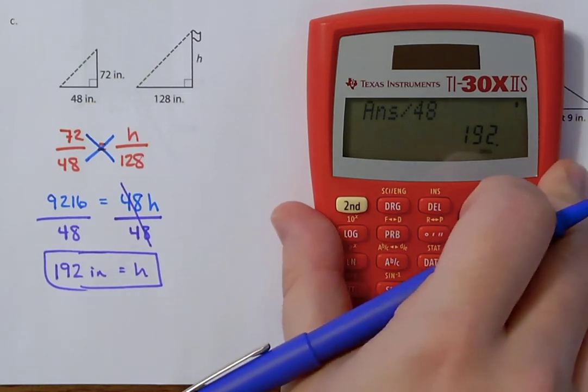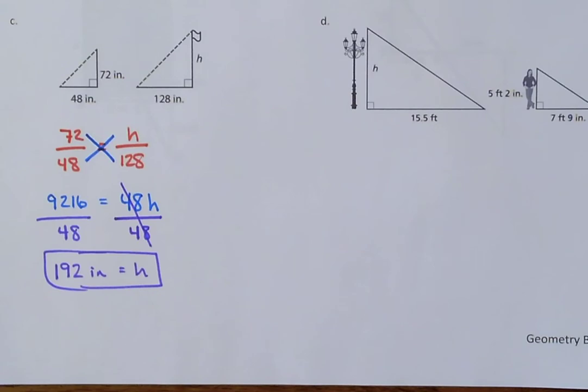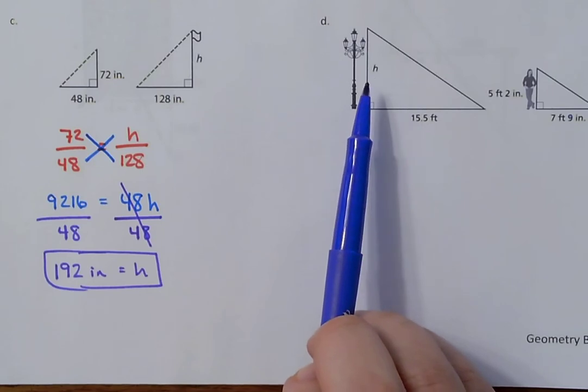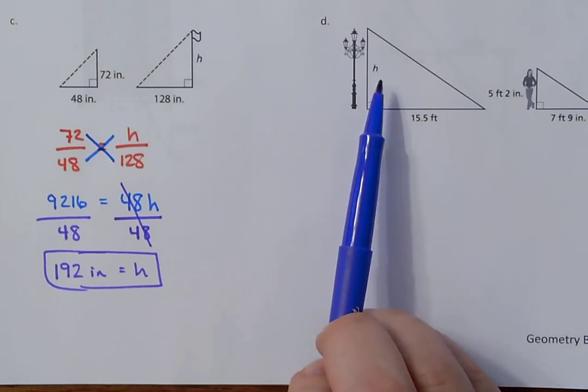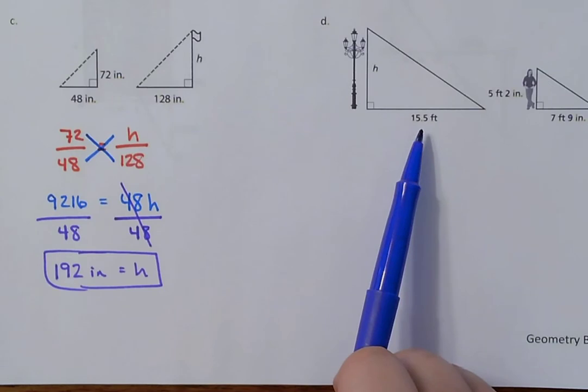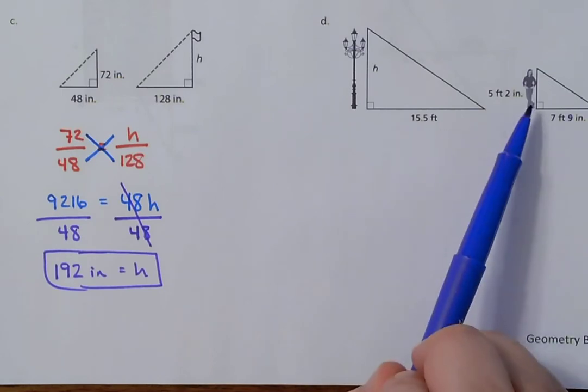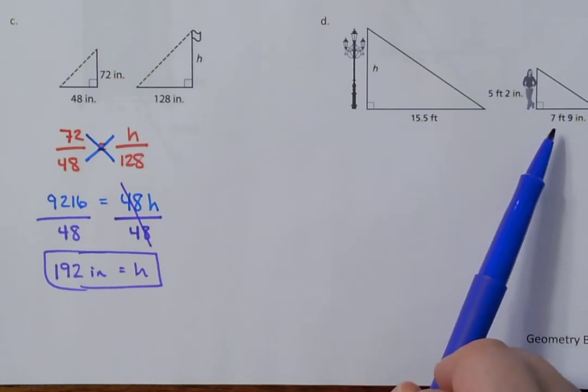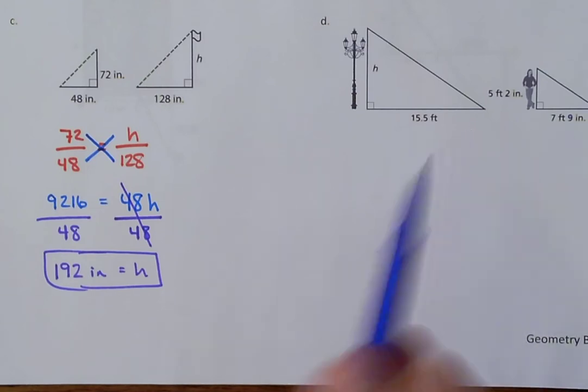The last one I want to take a look at is D. Now, by this point, you should feel fairly comfortable solving these. But the one thing I want to mention with D is we're trying to figure out the height of the street light, which is h, and then it's creating a shadow that is 15.5 feet. Now, we have this woman over here who is 5 feet 2 inches tall, and she has a shadow that is 7 feet 9 inches long.